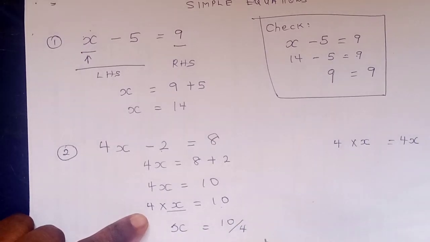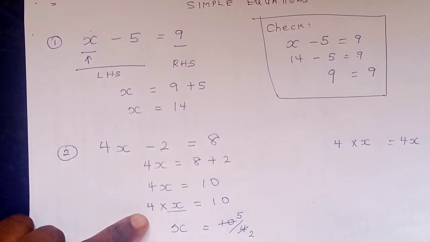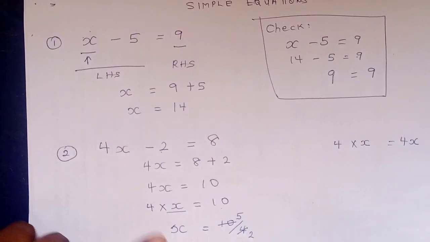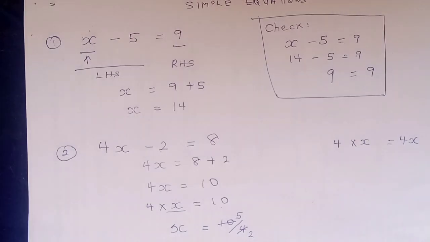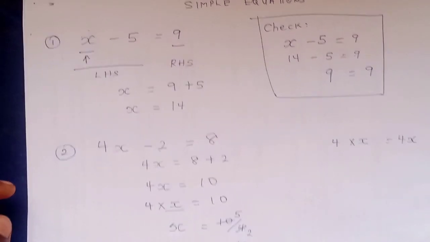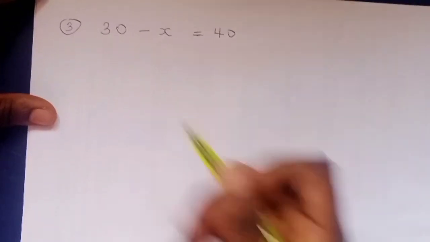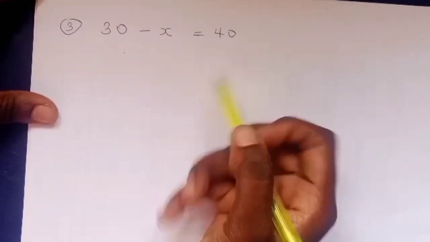And what's 10 divided by 4? 2 in 4 is 2. 2 in 10 is 5. So x is equal to 2 and a half. So the value of x is 2 and a half. Now let's move on to the next example. Now example 3, 30 minus x equals 40.